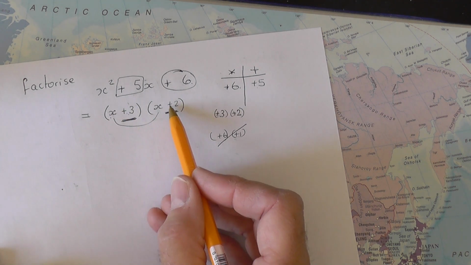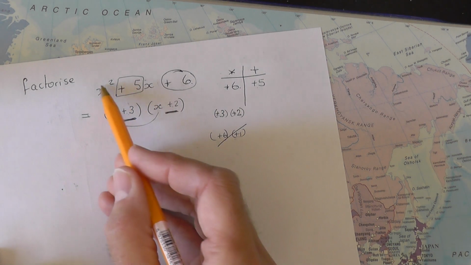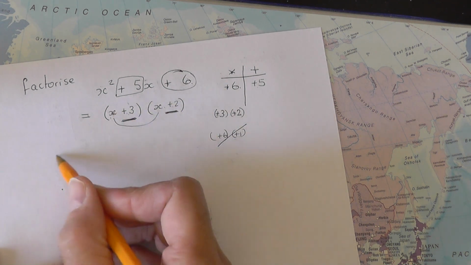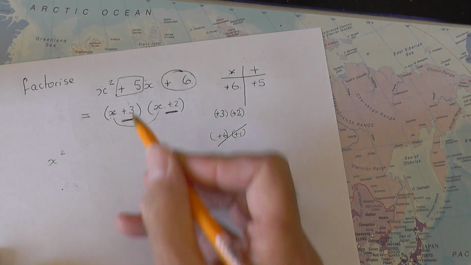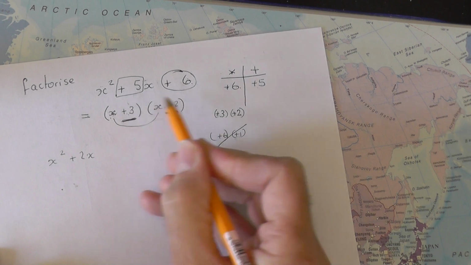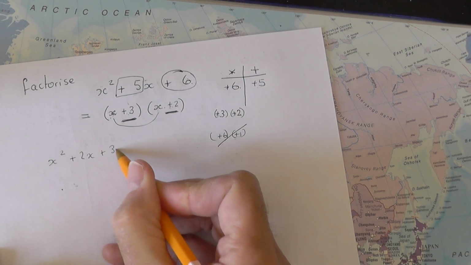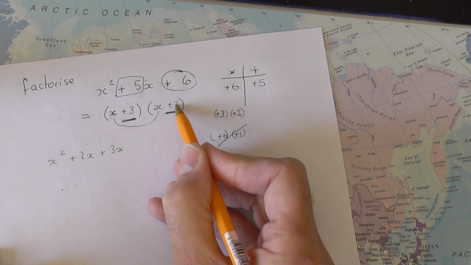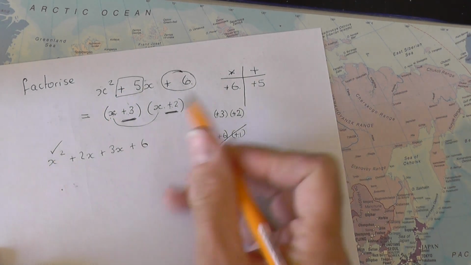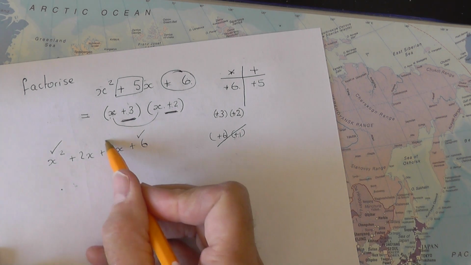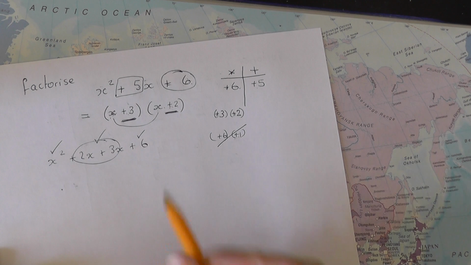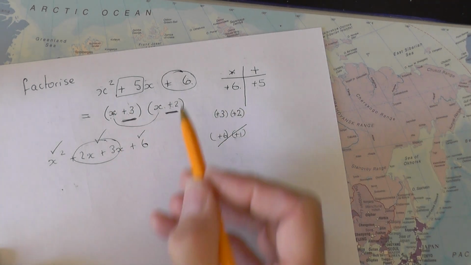You can always check this, because if you expand it out, you should get the line above. This is what we get. x times x, you'd get x squared. Then x times plus 2 would give plus 2x. Plus 3 times x would give plus 3x. And plus 3 times plus 2 would give plus 6. And I think you can see you get the x squared there, you get the plus 6 on the end there, and the two terms in the middle would give you the plus 5x in the middle. So it is the right factorisation.